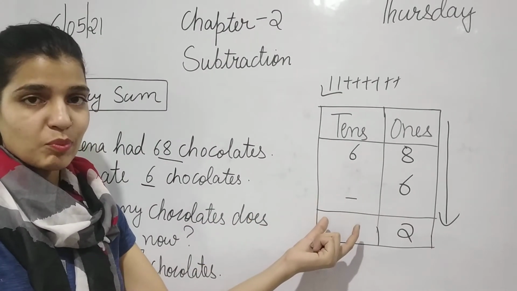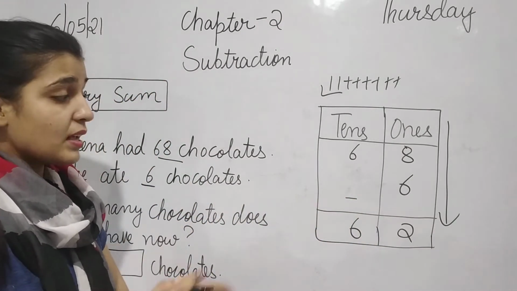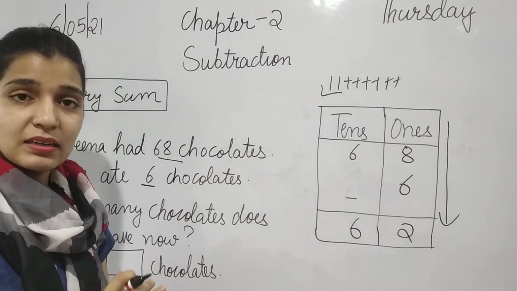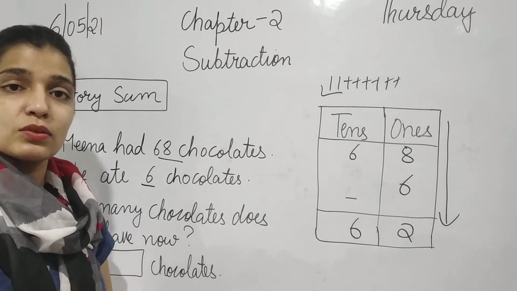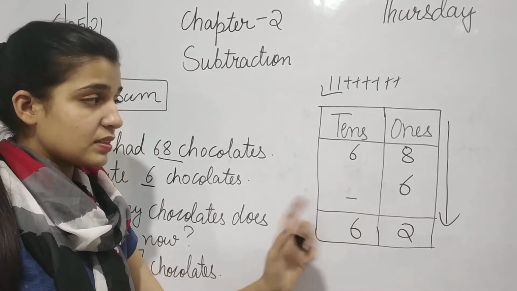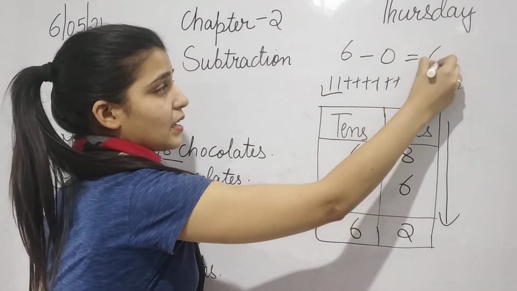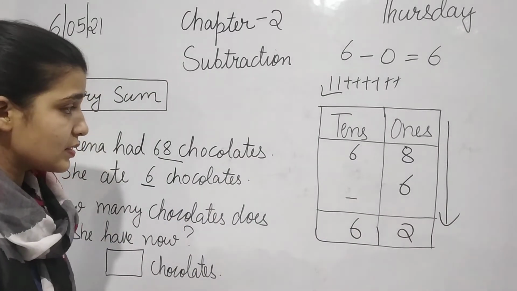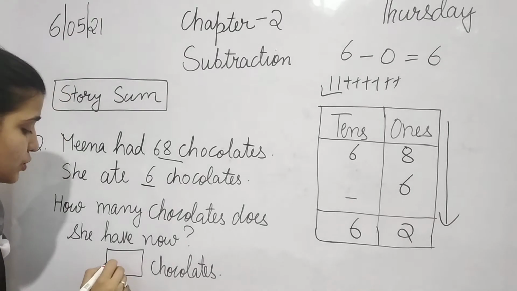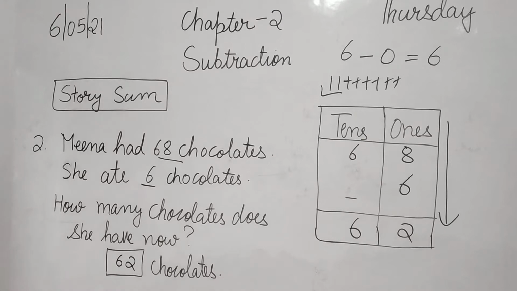Now there is nothing to subtract, so what will we do? We will write 6 as it is. Why? Because we have subtracted 0 from 6. If we subtract 0 from any number, what is the answer? The number itself. So there is no need to write anything except 6. I wrote 6 directly. Because we subtracted 0 from 6, so we got 6, right? So we can say that 68 minus 6 is 62. It means now she has 62 chocolates.